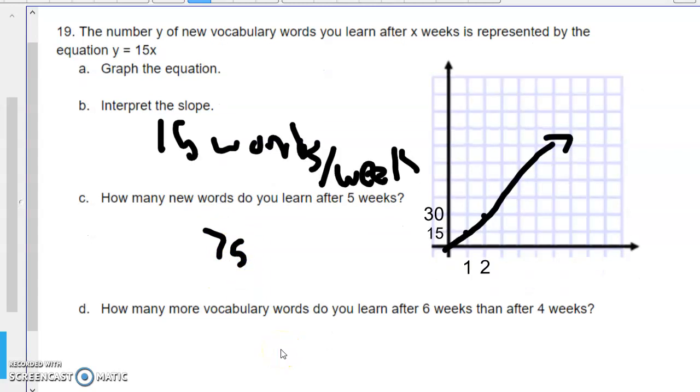Part D says, how many words do you learn after 6 weeks, then 4 weeks? Well, 15 times 6 means that I learned 90 words that week. 4 weeks, 15 times 4 means that I learned 60 words that week. Well, how many more words did I learn? Well, 90 minus 60 gives me 30 more words.